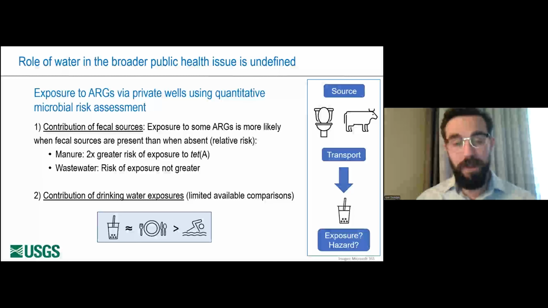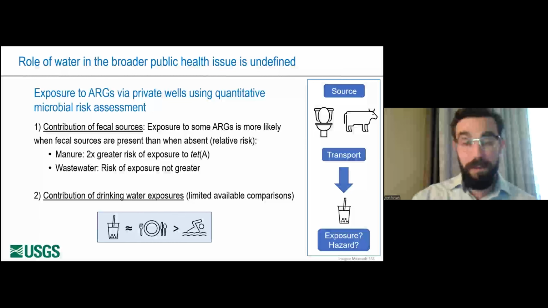I used a pictorial inequality here to show that, based on our data in comparison to others, exposures via drinking water are about as important as foodborne exposures, which are more important than exposures via recreational water. And that's the kind of context we're trying to find for these environmental contaminants.